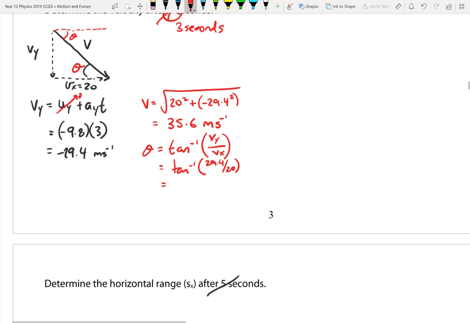55 degrees, 56 degrees below the horizontal. 55.8. All right, so yep, again, final answer, 35.6 meters per second, right at 55.8 degrees.